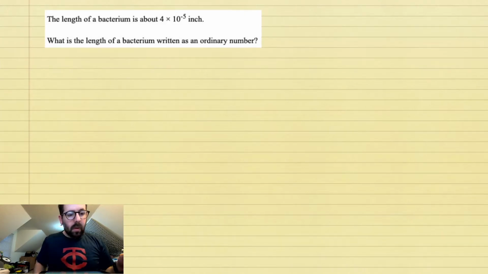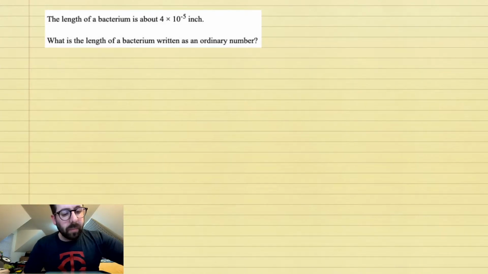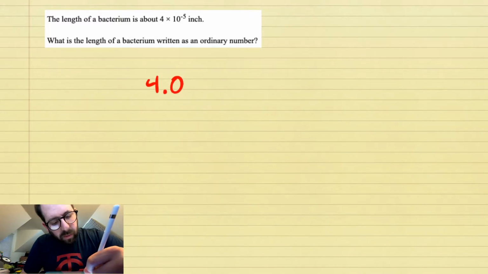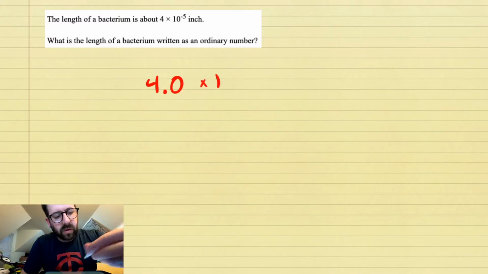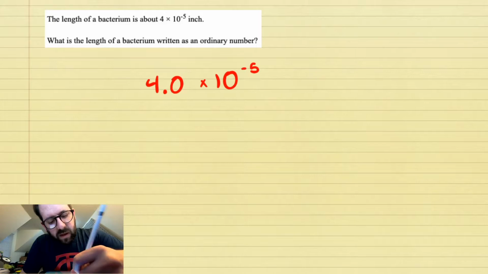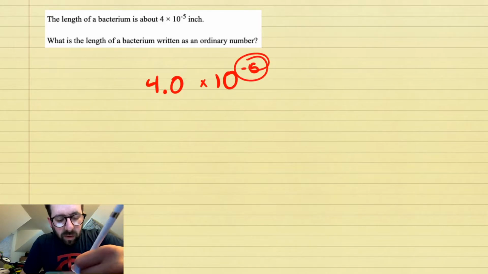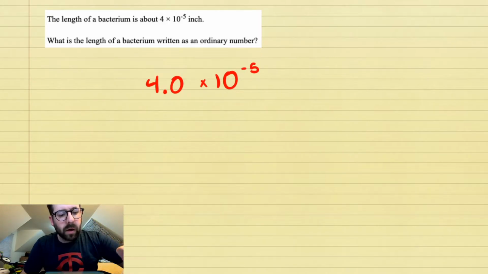This one is the length of a bacterium. It is 4 times 10 to the negative 5th inch, so it's very, very tiny. We want to figure out what this is written as a normal number. It's already in proper scientific notation, so this is 4.0, that's how they always write those numbers, times 10 to the negative 5th. And we're going to move this decimal. This little negative power here is telling me that this original number was less than 1.